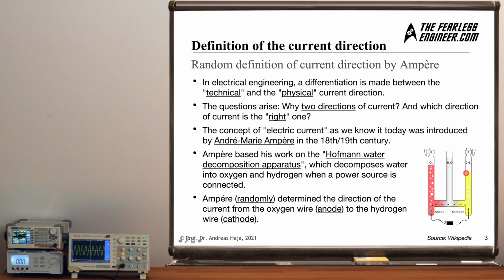And randomly, Ampère determined that the direction of current flow in this apparatus was from the oxygen wire to the hydrogen wire. So from the oxygen anode to the hydrogen cathode. And this is why we have this notion of the direction of electric current from the positive to the negative terminal, because Ampère chose by random that the motion should be counted from the oxygen to the hydrogen side of this particular apparatus here.